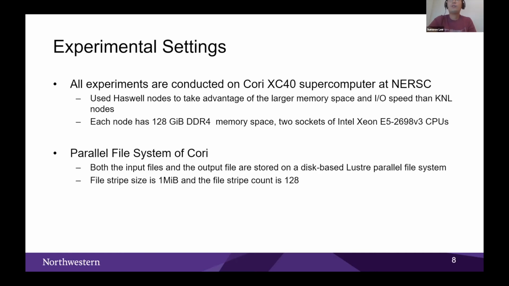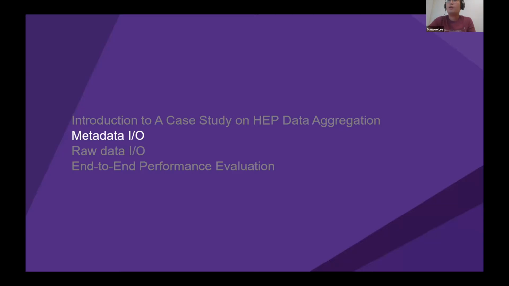We will be running this concatenating program on the NERSC Cori supercomputer. We use the Xeon node, the CPU node, because it has the larger memory space. The parallel file system on Cori is Lustre. We use a file stripe size of 1 megabyte and a stripe count of 128. We used this specific setting and fixed it during the whole experiments.